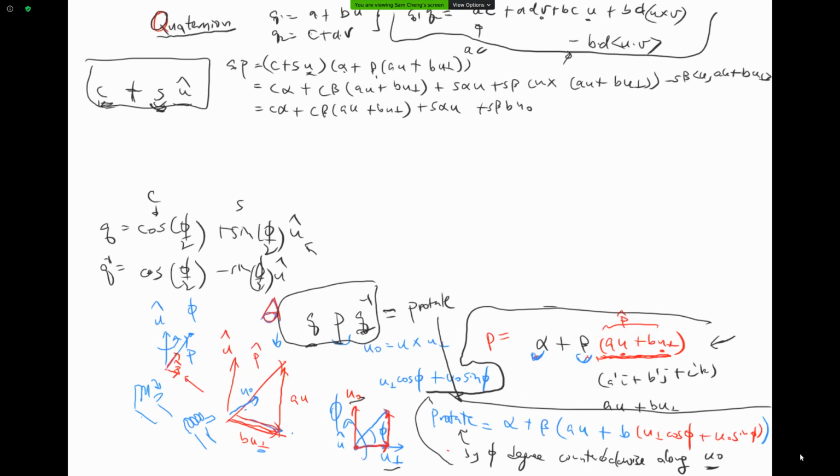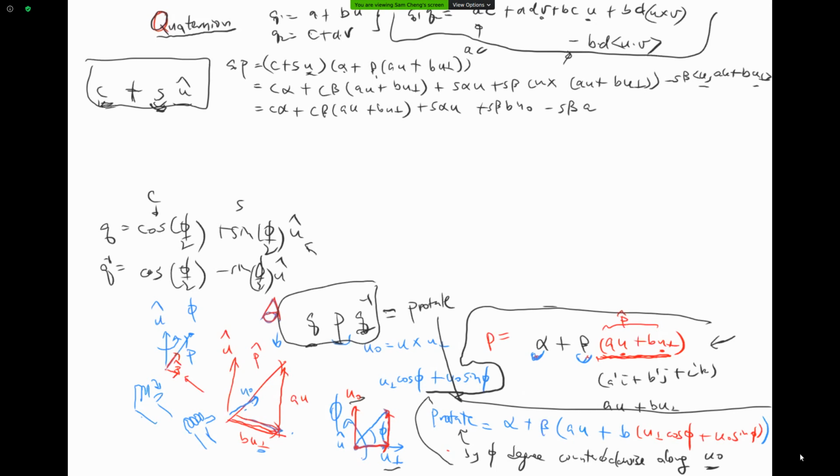I have U and U perpendicular are perpendicular to each other, so the next term is equal to 0, but I have minus S beta A basically. So U is normalized, so S beta A here.